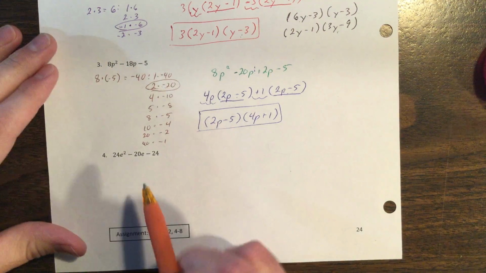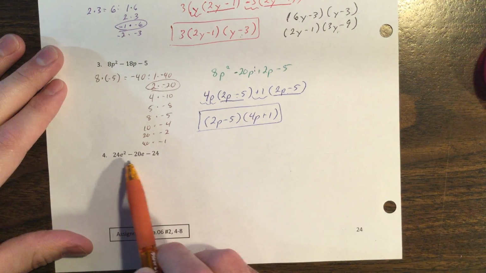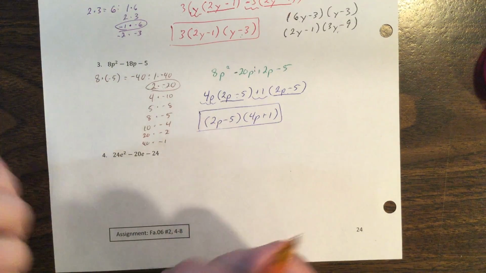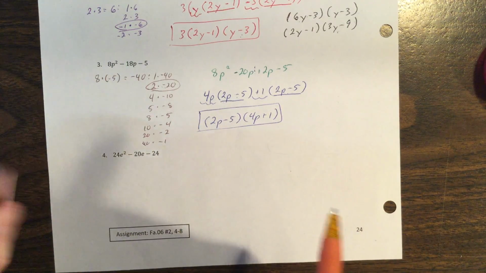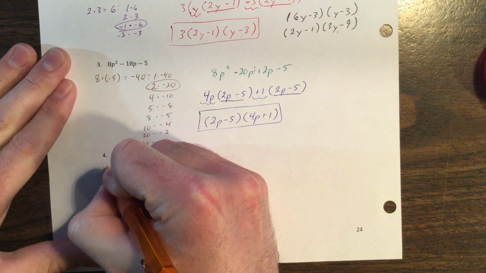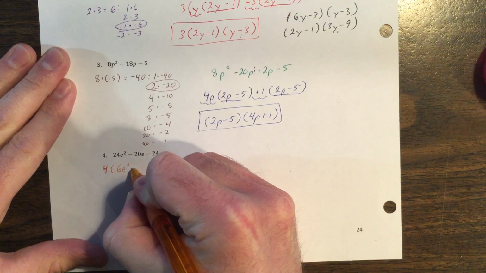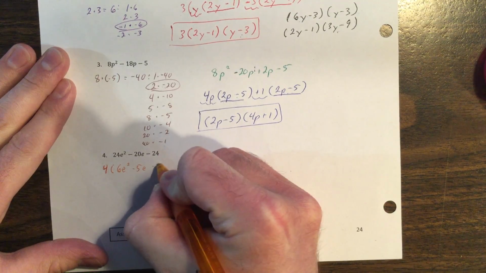So let's take a look at one last example here. We have 24e squared minus 20e minus 24. One thing you might see right off the bat is that we can divide everything in here by 4. So let's do that. Let's take out a 4, and this is going to be 6e squared minus 5e minus 6.